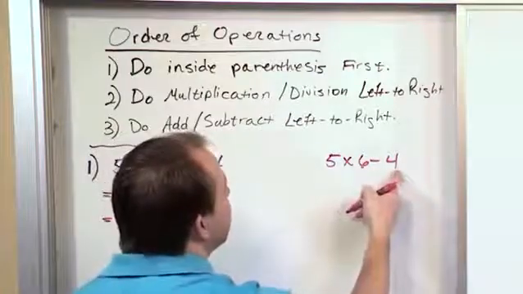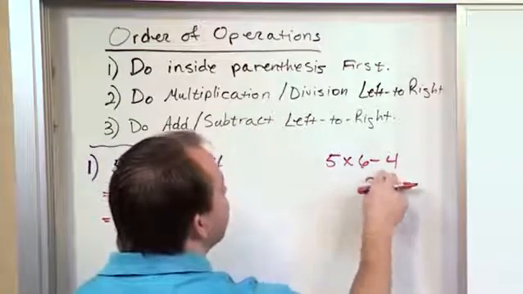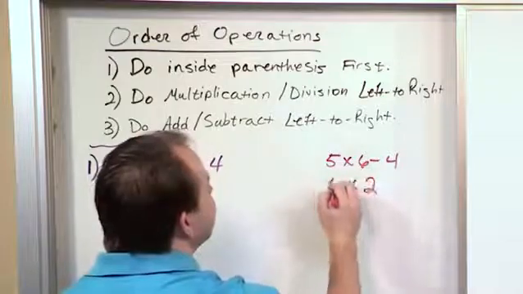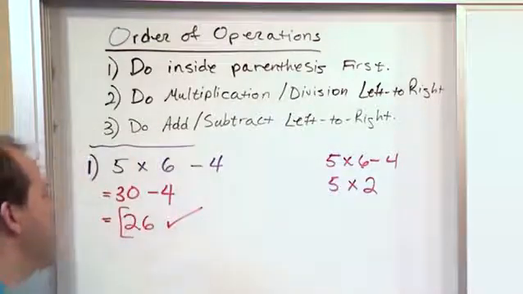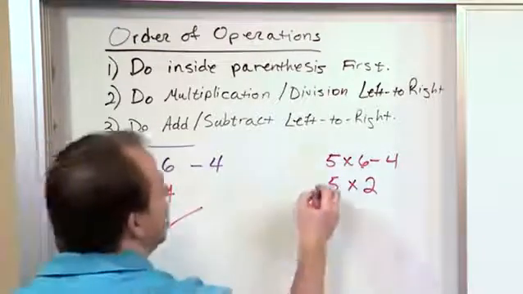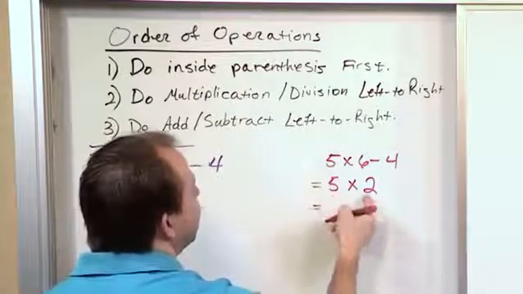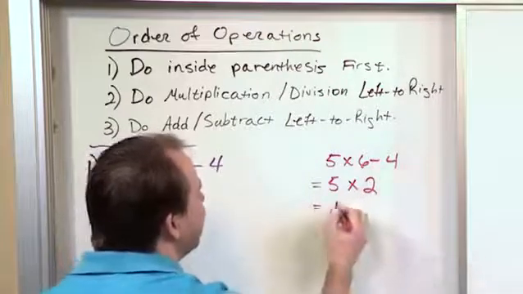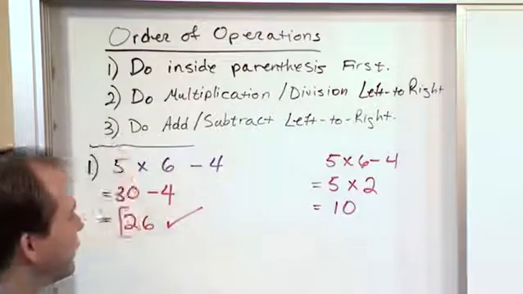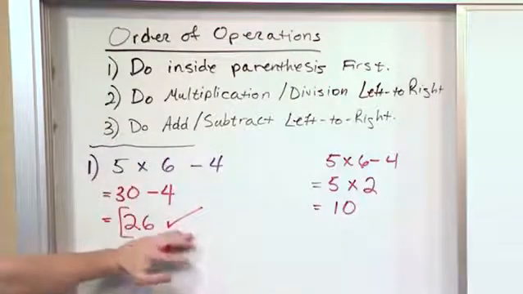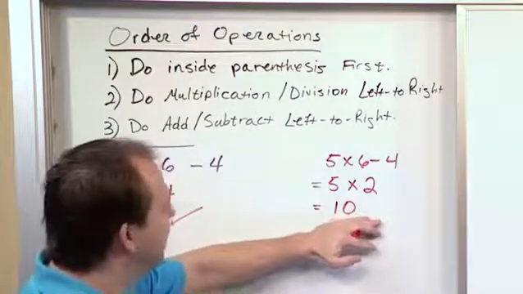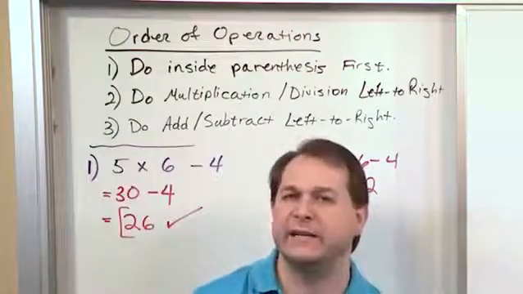So 6 minus 4 gives you 2. That comes from this. And then let's say you still put the 5 out to be multiplied as the last step. So let's see what happens here. 5 times 2, the only thing left to do in the problem would be 10. So one student who did it correctly gets the answer of 26. Another student who does it incorrectly gets 10.